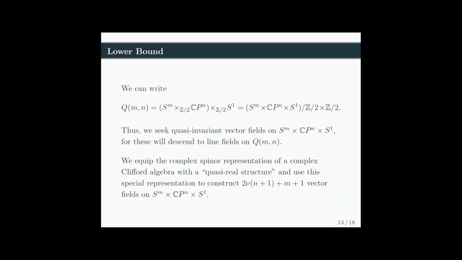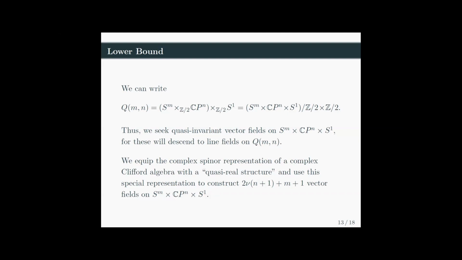So what we do basically is we search for quasi-invariant vector fields on this product of the sphere cross CP^n cross this circle. And we are able to do that using Clifford algebras, essentially because CP^n is related to the 2n+1 dimensional sphere. I'm not going to talk about the details, but something kind of weird comes up.